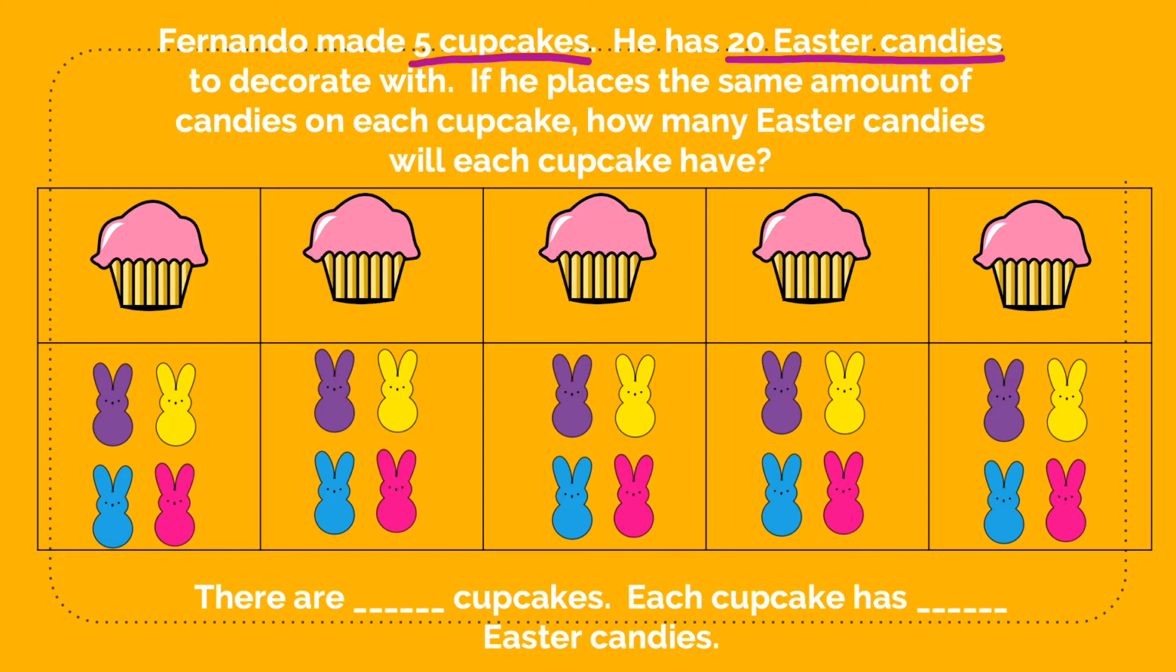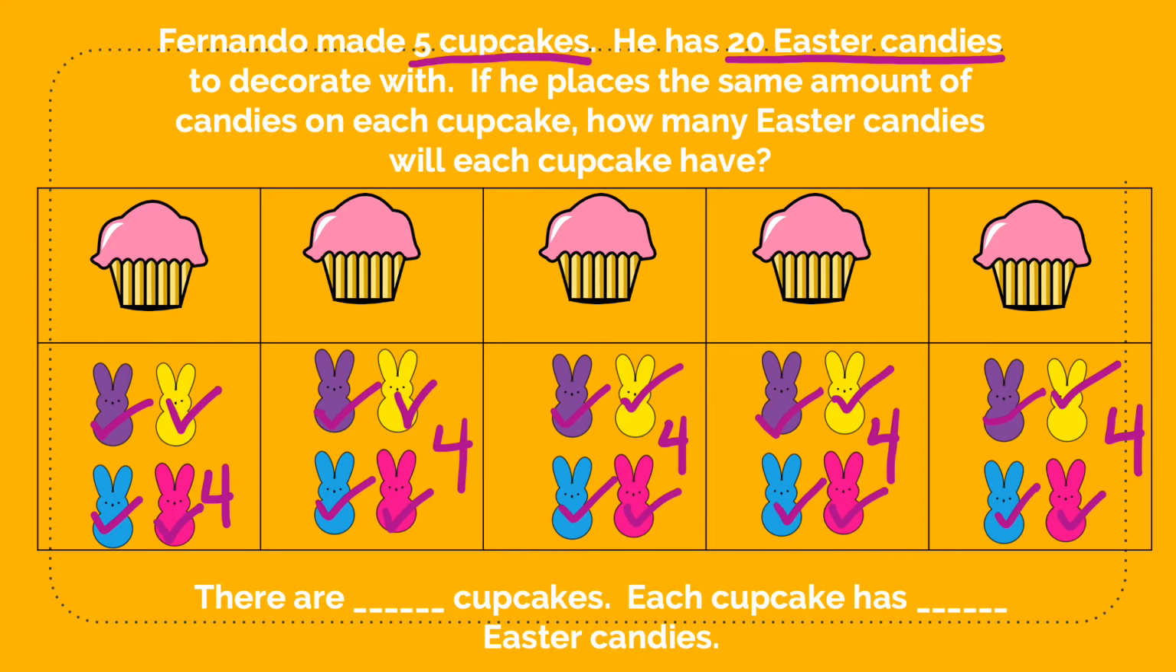my answer, I need to count how many each cupcake got. Let's count. 1, 2, 3, 4. I can see that each cupcake had 4 candies. So the answer is that there are 5 cupcakes, and each cupcake has 4 Easter candies.